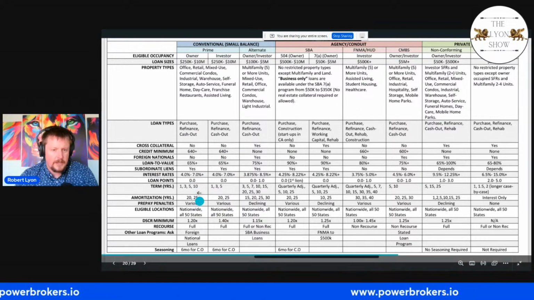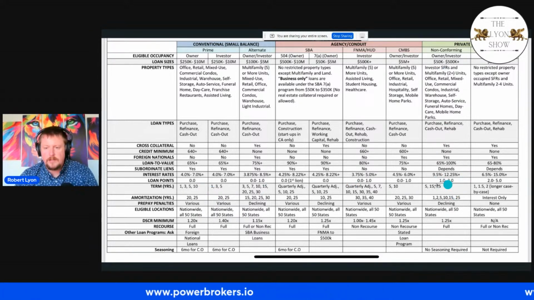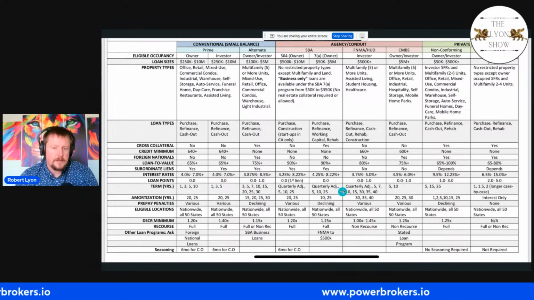Interest rates and so on. Terms are 1, 3, 5, and 10 years. All these things can be different. With private money, you can get up to 25 years, which is pretty cool. Prepayment penalties vary by bank and are eligible depending on location, and so on.